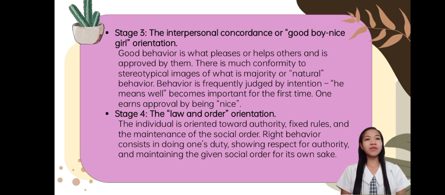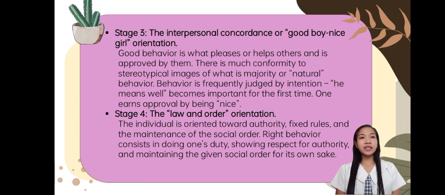There is much conformity and stereotypical images of what is majority or natural behavior. Behavior is frequently judged by intention. "He means well" becomes important for the next time. One earns approval by being nice. So this stage is focused on living up to social expectations and roles. This stage is where individuals obey rules because they want to see themselves as perfect or good individuals. There's an emphasis on conformity, being nice, and consideration of how choices influence relationships.